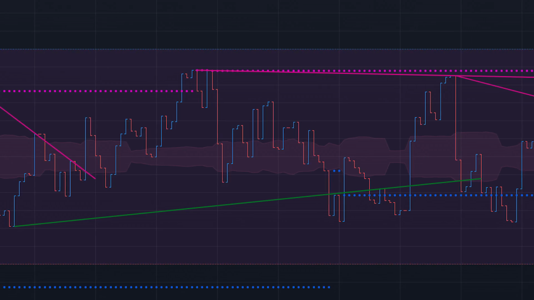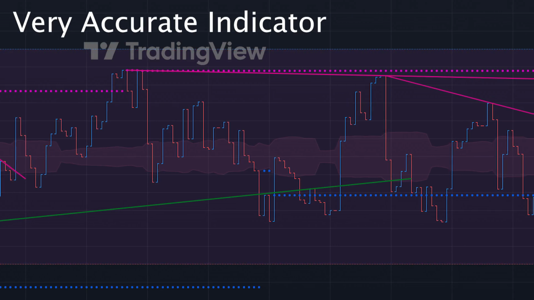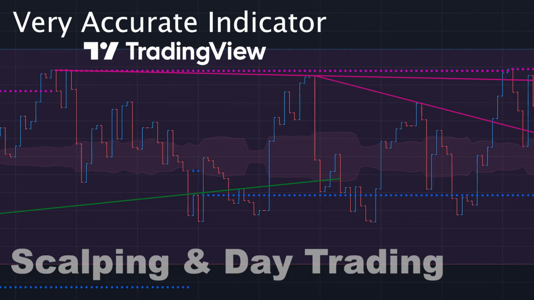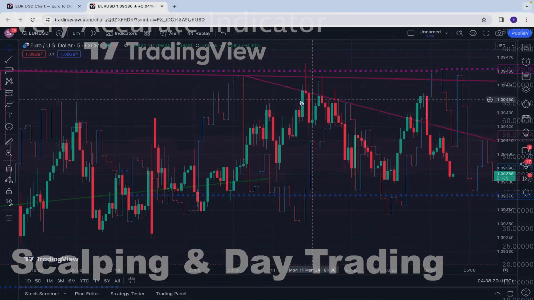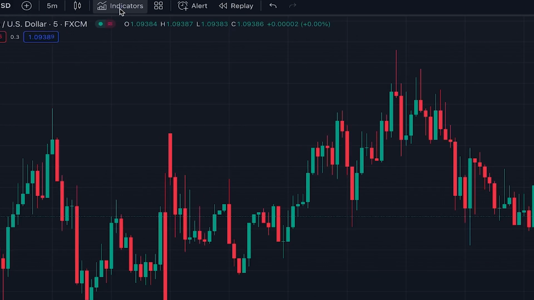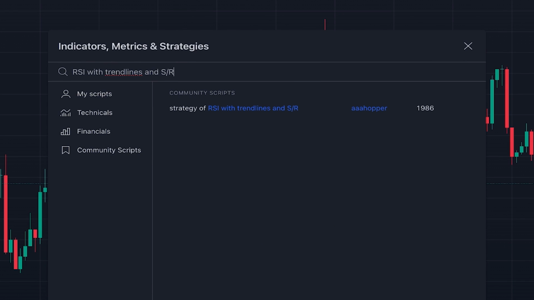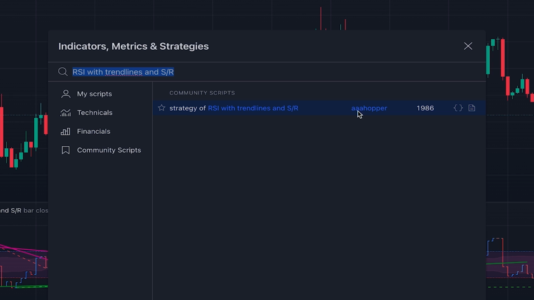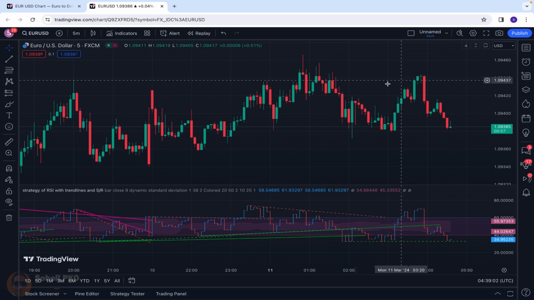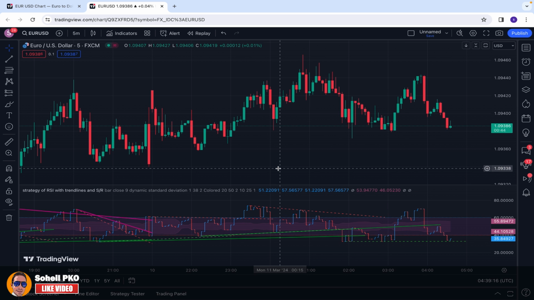In today's video, I want to introduce a very accurate indicator on TradingView, which is a perfect choice for scalping and day trading strategies. To add this amazing indicator to our chart, here we click on indicators and we search RSI with trend lines and SR. This one, which is written by someone named AAA Hopper. Alright, this is the indicator, and as you can see, it's added here below the chart.